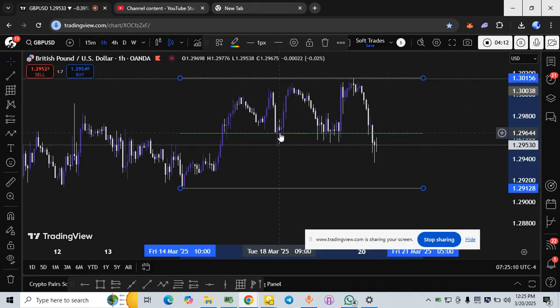Now, as you can see over here, most of these setups are actually going to be given above the discount area. This area is called the discount and this area is the premium.